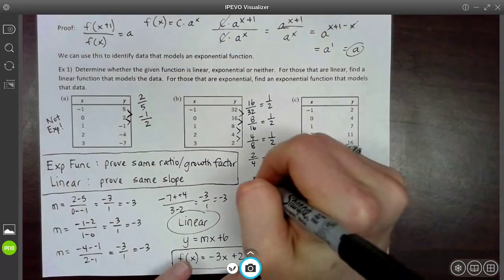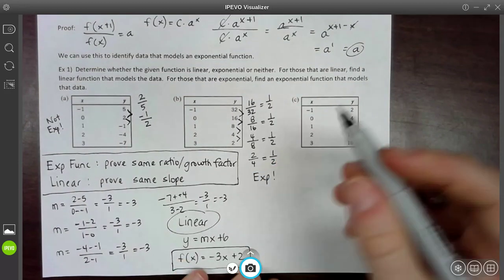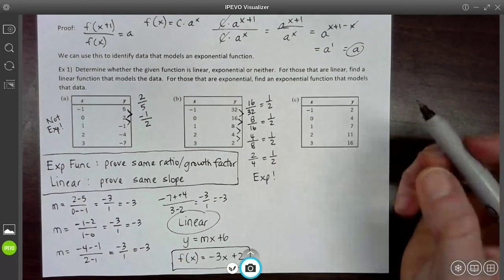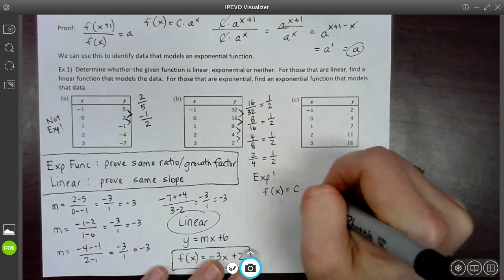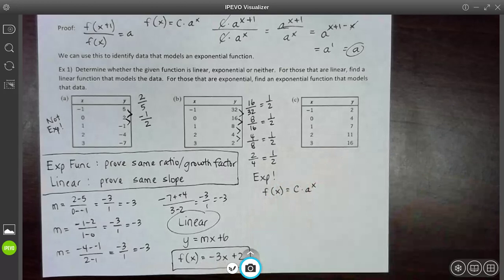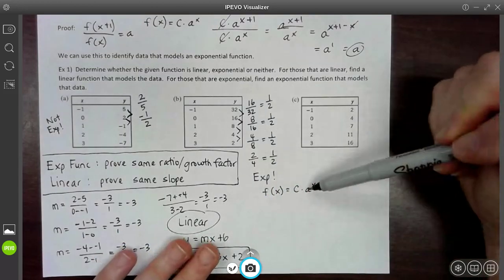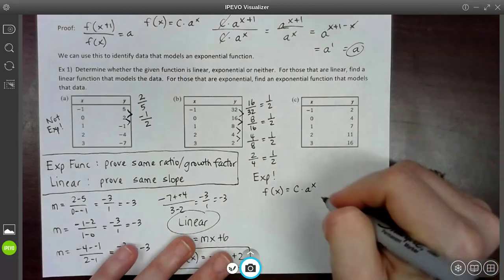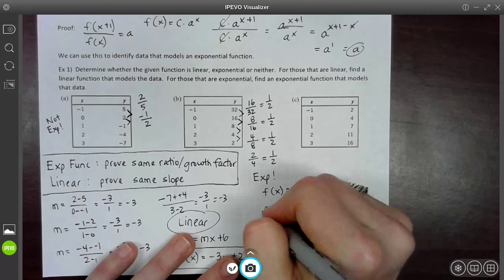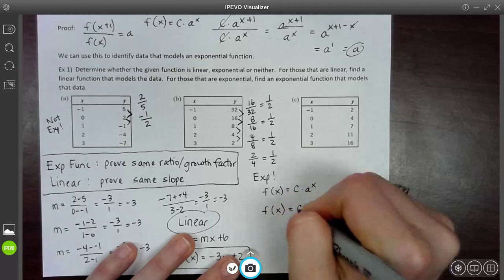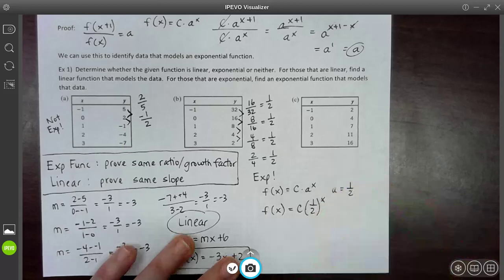All right, so we know this is exponential now. Now we have to write ourselves a function. So what's your go-to formula for an exponential function? F of x equals c times a to the x. Well, remember, this growth factor right here, this ratio, is the base of your exponential. It is a. So we know a equals 1/2. So let's plug that in. So f of x equals c times 1/2, I'm going to put it in parentheses, to the power of x.